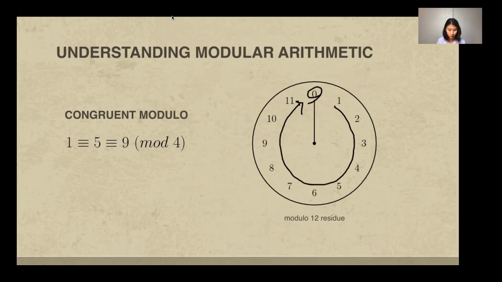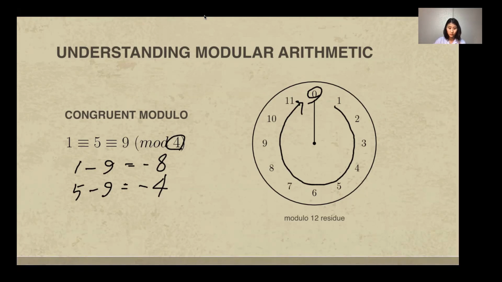So there are congruent modulos where we have more than one answer to the modular arithmetic. We find that both 1 and 5 are congruent with 9 mod 4. And we also know this because 1 minus 9 is -8, and that is divisible by 4. And 5 minus 9 is -4, and is also divisible by 4.